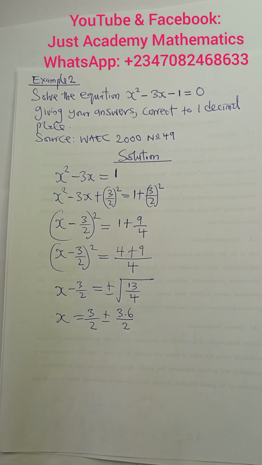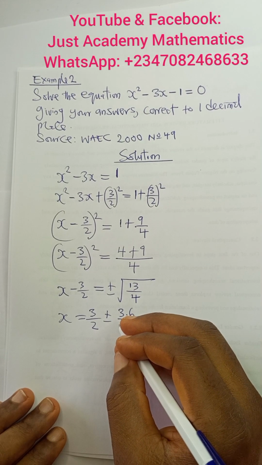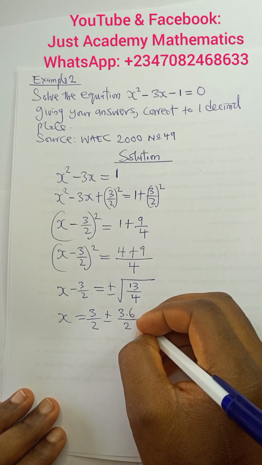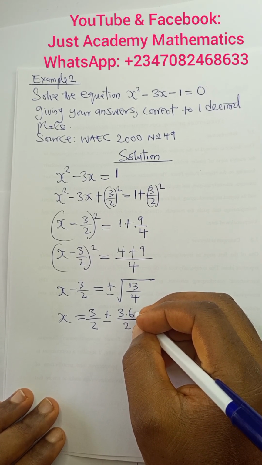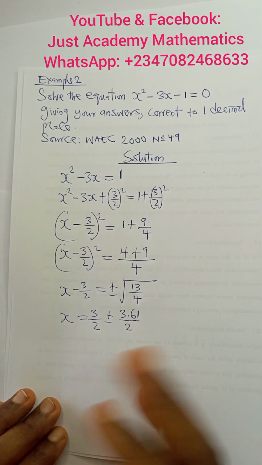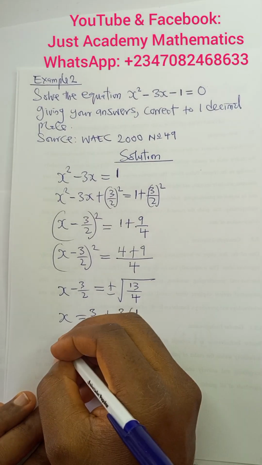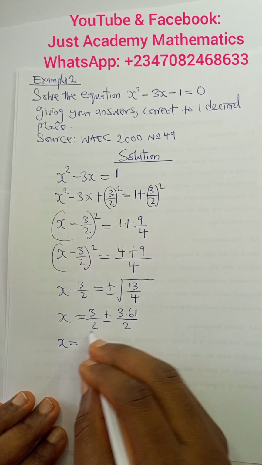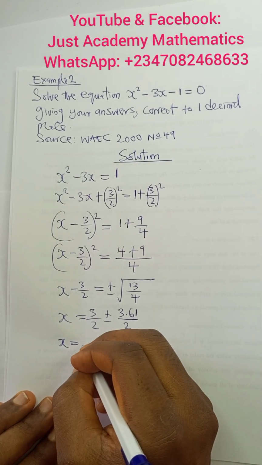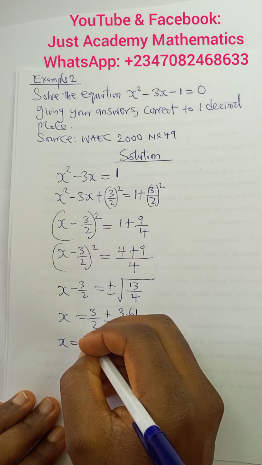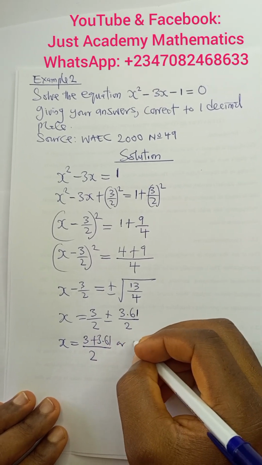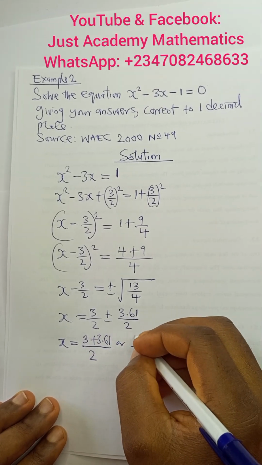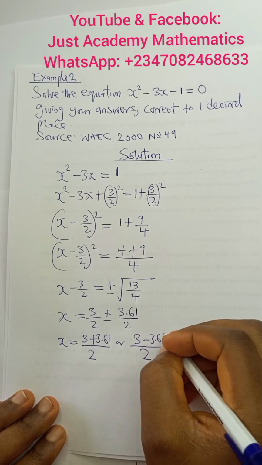But I believe both of them will give you the same thing. It won't affect the answer. But you can leave it at this stage at 2 decimal places, which is 3.61. Then later we'll approximate it. So this now means what? Of course, the LCM is 2. So we're having 2, then 3 plus 3.61, or 2, then 3 minus 3.61.